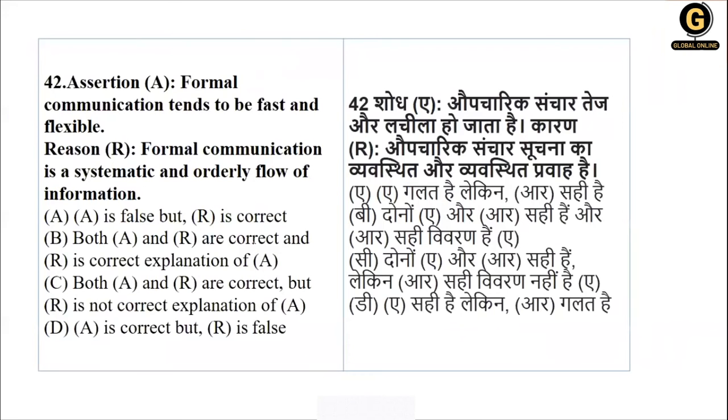Okay, next. Assertion and reason. Assertion. Formal communication tends to be fast and flexible, whereas reason is given. Formal communication is a systematic and orderly flow of information. So यहाँ पे formal communication tends to be fast and flexible, ऐसे कहीं पे भी नहीं बताया है. Formal communication is systematically and orderly flow of information. Yes, it is correct. But A is what? A is false. So here there is no explanation. The statement A is false and R is true or R is correct. Okay. So here if you see, your option number A is the right answer.